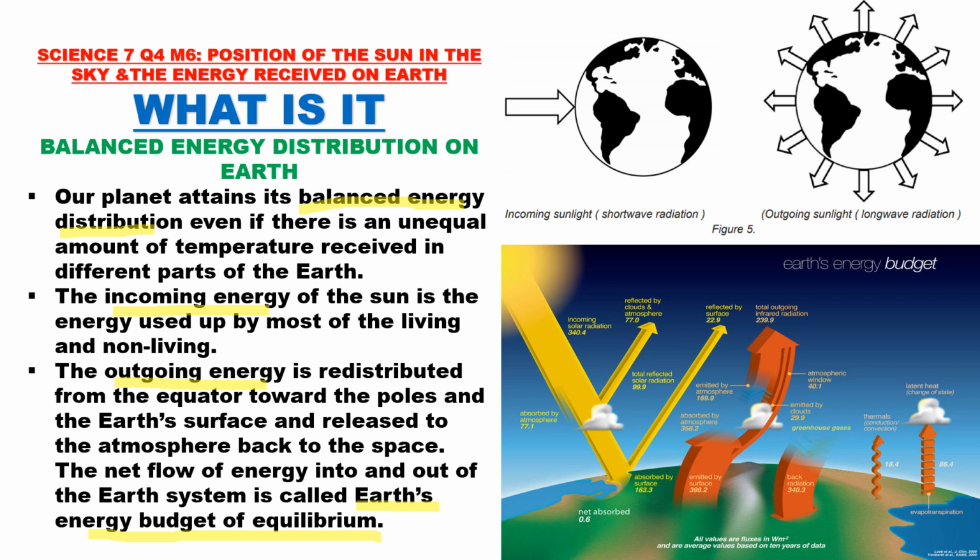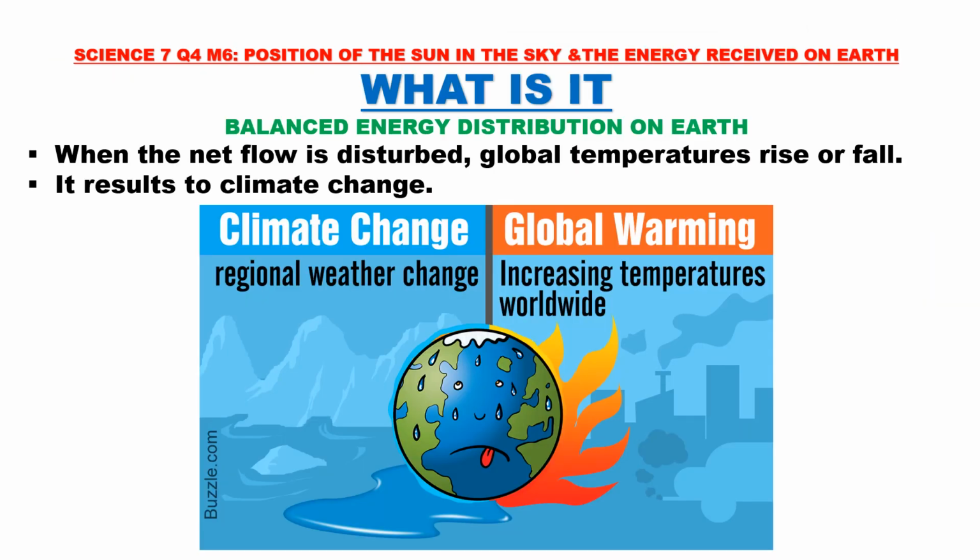If the Earth system is changed either through natural phenomena such as volcanoes or man's activities, and an imbalance in the Earth's energy budget occurs, the Earth's temperature will eventually increase or decrease in order to restore an energy balance. When the net flow is disturbed, global temperatures either rise or fall. It results in climate change.